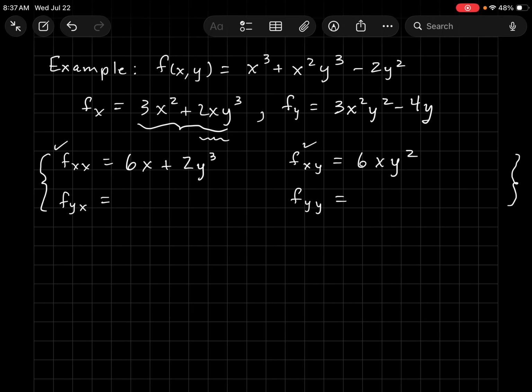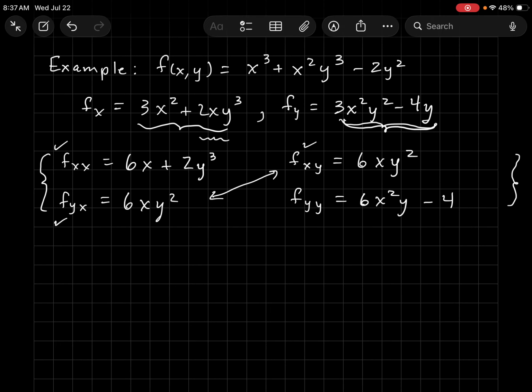How about the partial with respect to y first? So now let's do the partial with respect to y first, and then with respect to x. And notice that we get 6xy squared. And those two are equal. And now let's do the partial with respect to y first, and then with respect to y again. And this is going to give us 6x squared y minus 4.